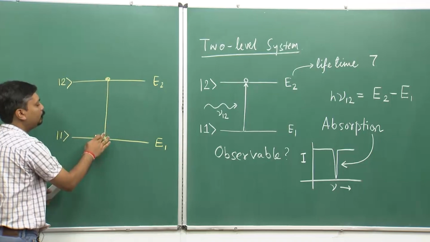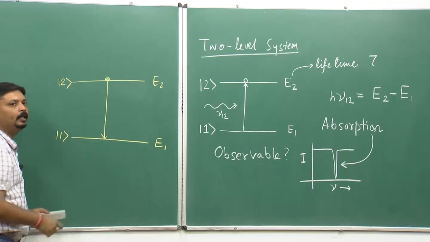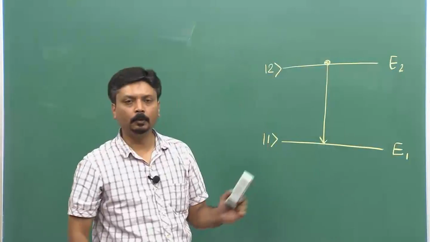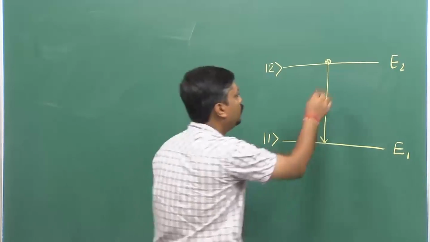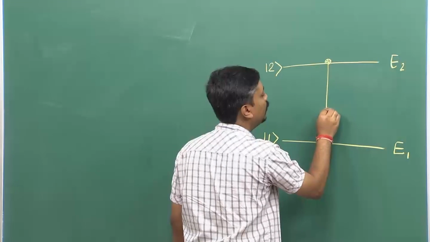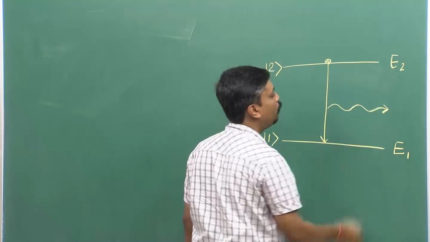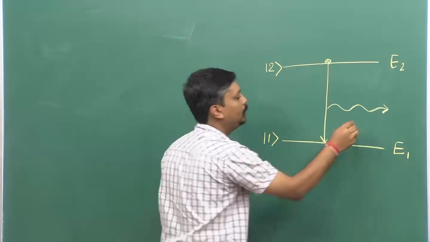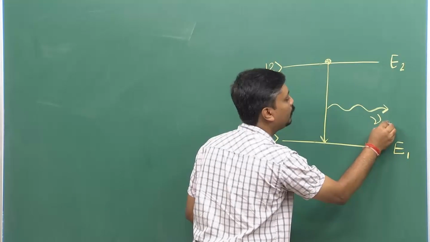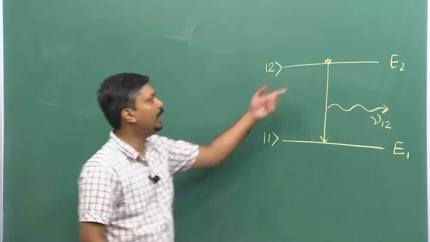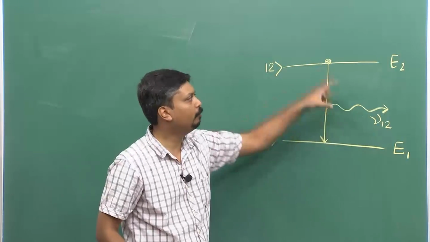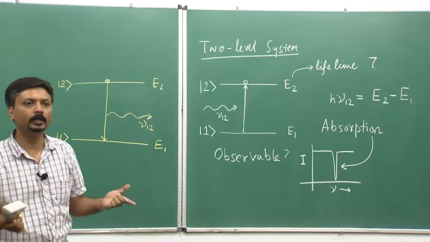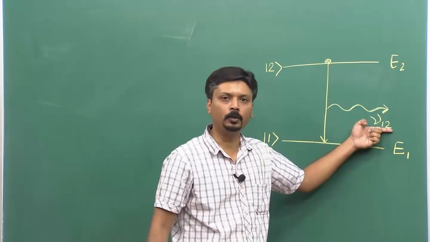And when it jumps from state 2 to state 1, what will happen? The energy equal to the gap E2 minus E1 will be emitted. So accompanied by this jump, there will be a release of a photon, and that photon frequency will be such that it matches this gap. So again the photon frequency will be nu 1 2. You may call this nu 2 1, but for this given two level system it does not matter whether I write nu 1 2 or nu 2 1, because both are the same. So we will all the time use this nu 1 2.